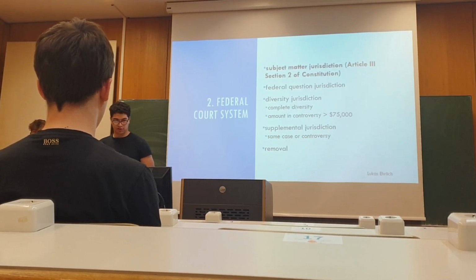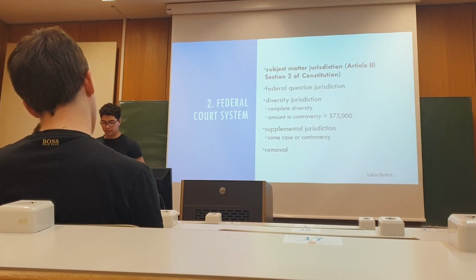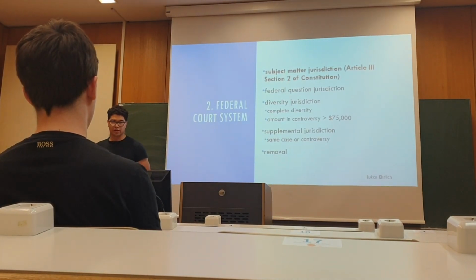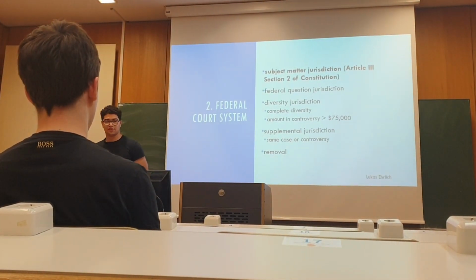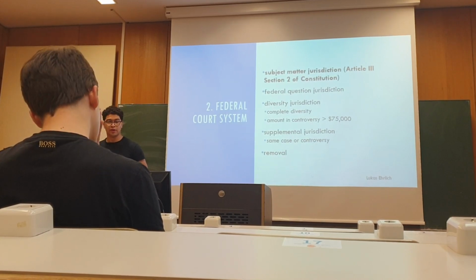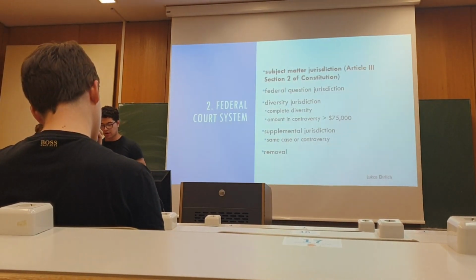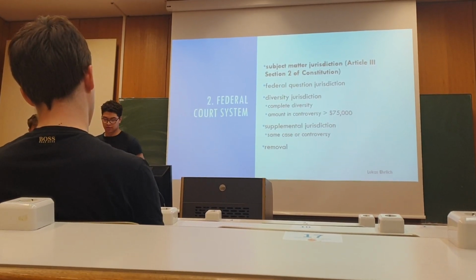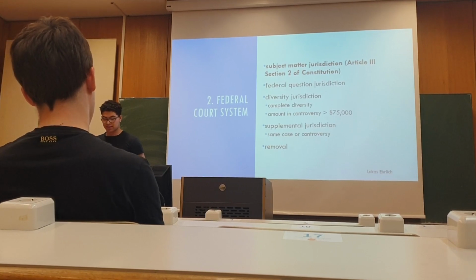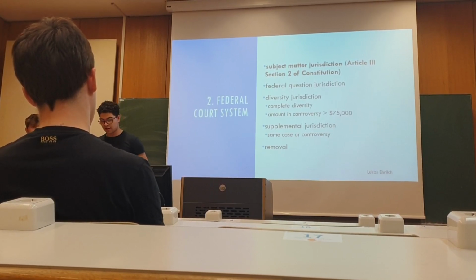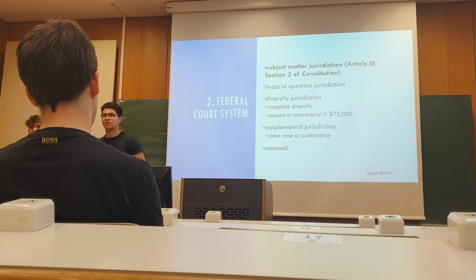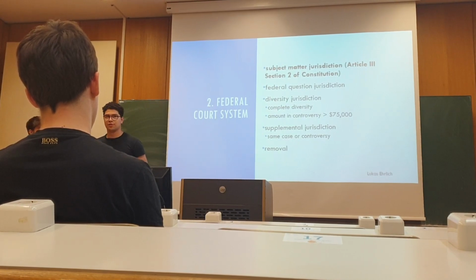Then we have diversity jurisdiction. It has two different requirements. If both of them are met, then diversity jurisdiction exists, and the federal court can hear it. What we need here is complete diversity of citizenship. I'll explain what that means later. But the general rule is if every citizenship on the plaintiff side is different from the defendant side, you have diversity jurisdiction. So a very simple example: the plaintiff is from New York and the defendant is from Texas, then you have a very simple case of complete diversity.